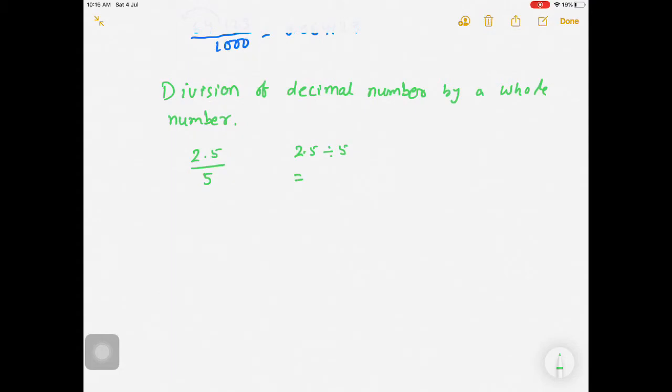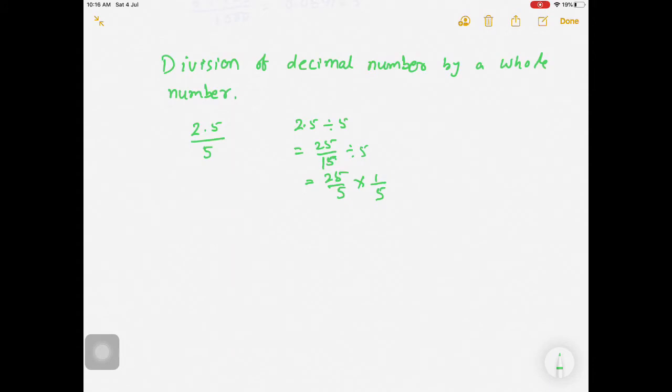When we want to divide 2.5 by 5, this is equal to 25 by 10 divided by 5, and we know when we are dividing we multiply with the reverse. So it is 25 by 10 into 1 by 5. So 5 into 5, 25 will cancel, we get 5 by 10, that is equal to 0.5.